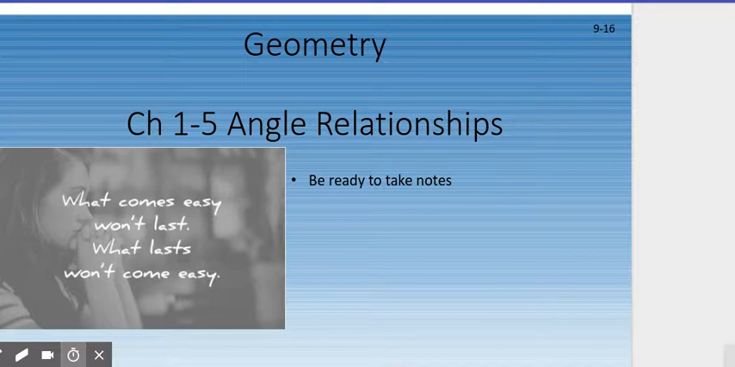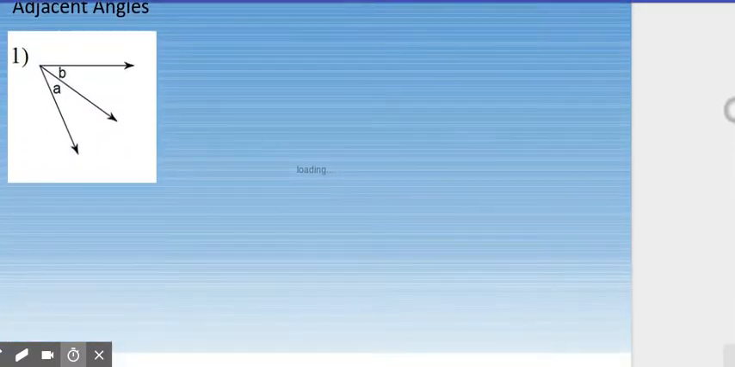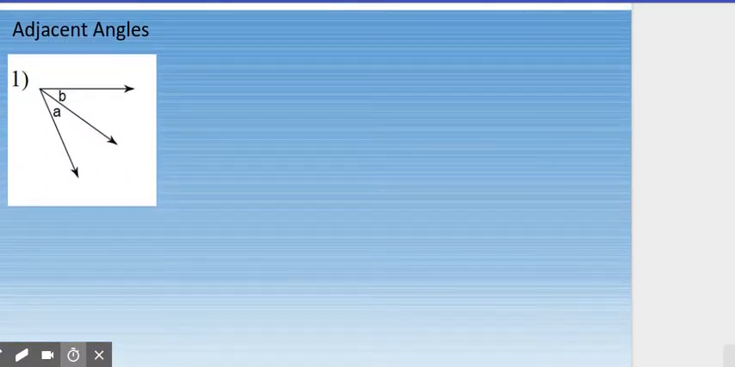All right. We're going to be talking about a few of our main angle relationships, and this is going to be the basic form of this. We'll start getting into some of the more complex parts when I get back here tomorrow. So let's go ahead and start here with adjacent angles.